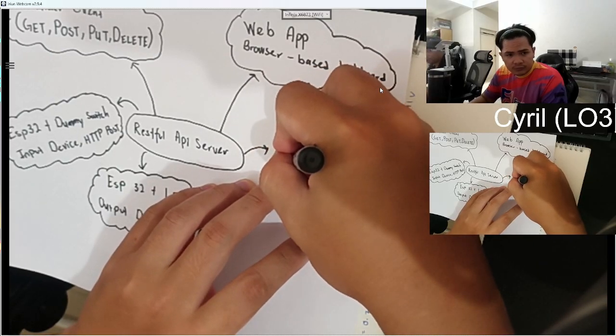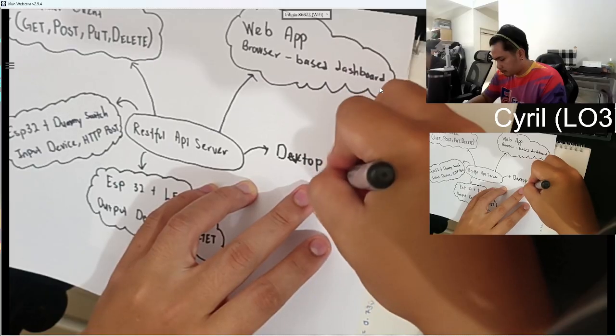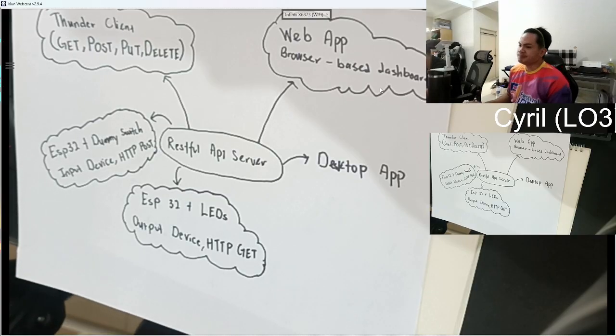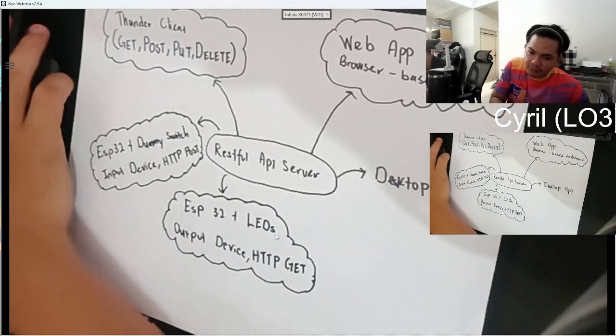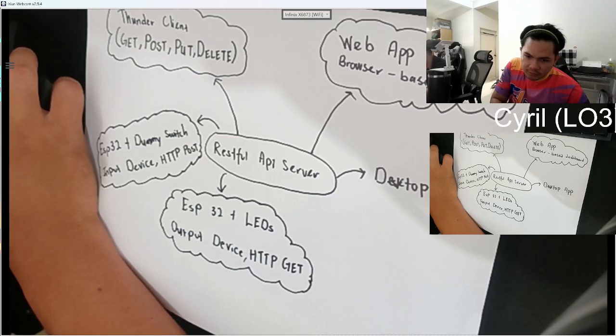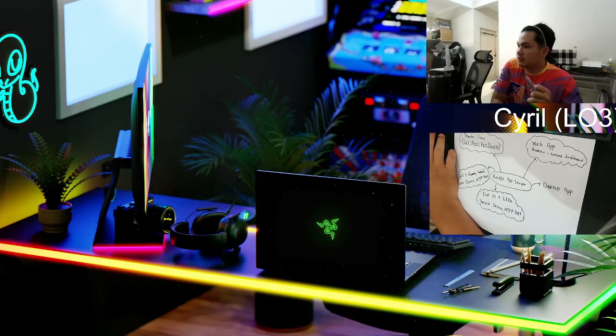The desktop app. So, what is the desktop app? I will show you an example of the desktop app. So, where is the desktop app? Where is it? Did it disappear? Wait, I will search for the desktop app first.